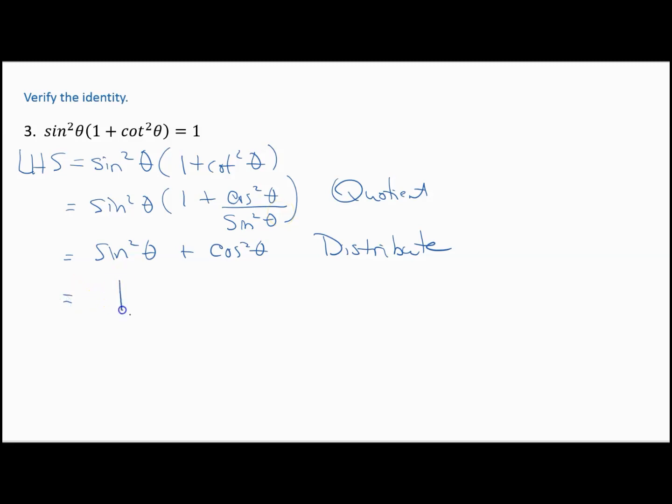And then there we are, right in front of us, sine squared of theta plus cosine squared of theta is equal to 1. What do we call that? We call that the Pythagorean identity. So I say that sometimes switching to sine and cosine may take you longer. In this case, it did not. That was the way to go.